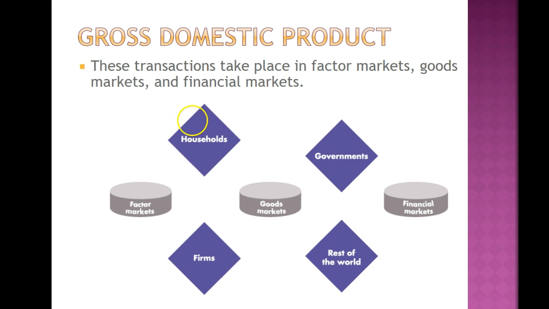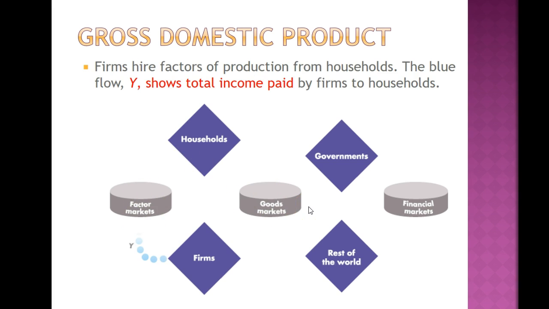We know that these transactions take place in factor markets, goods markets, and financial markets. Hence, we have all three there in the middle, the little cylinders. So one, the firms hire factors of production from households. The blue flow, which is this blue arrow, also known as Y, shows total income paid by firms to households.